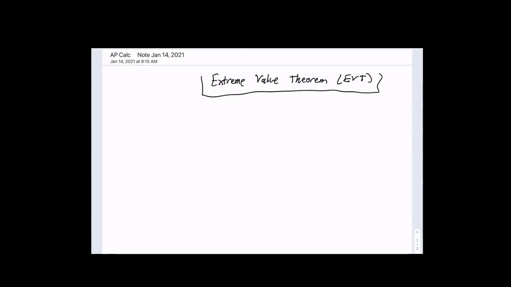Before we get into what the extreme value theorem is, I do want to talk about one last thing about the relationship between f prime and f double prime. As part of your homework tonight, I've assigned some problems where I've given you graphs, and you have to identify which function is the function, which is the derivative, and which is the second derivative. So, relationships between f, f prime, and f double prime.